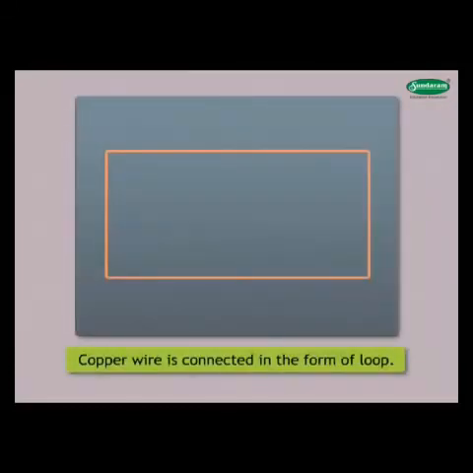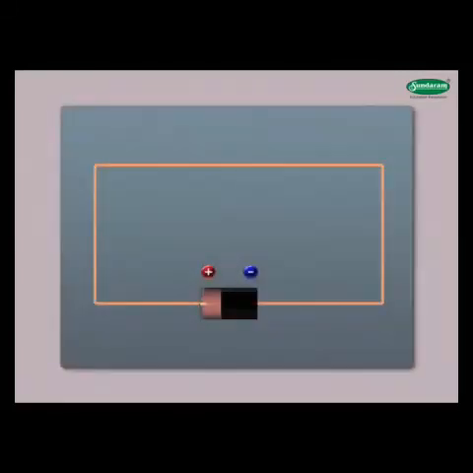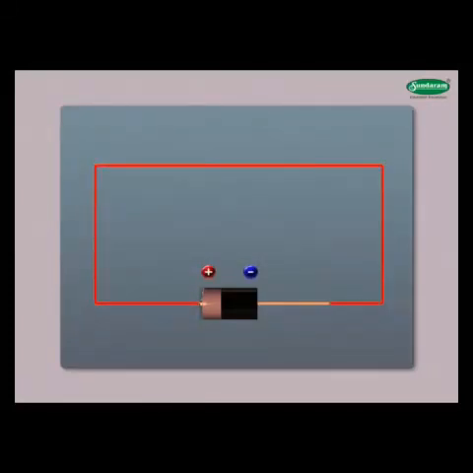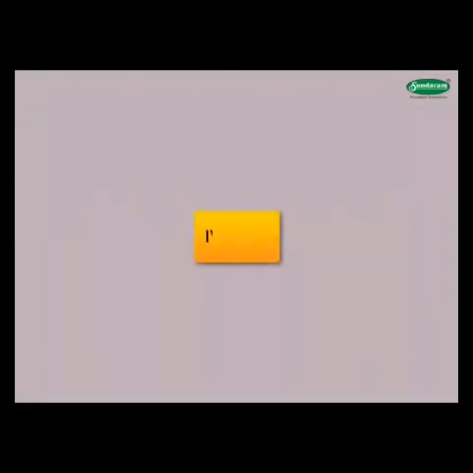See these figures. In this figure, the copper wire is connected in the form of a loop. No current flows through it. But as soon as this wire is connected to the ends of the battery, the battery imposes a potential difference between the ends of the loop and current is set up in the loop.